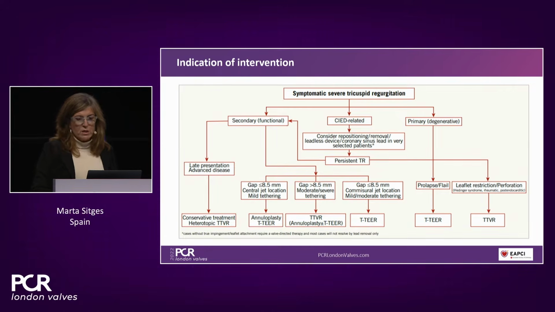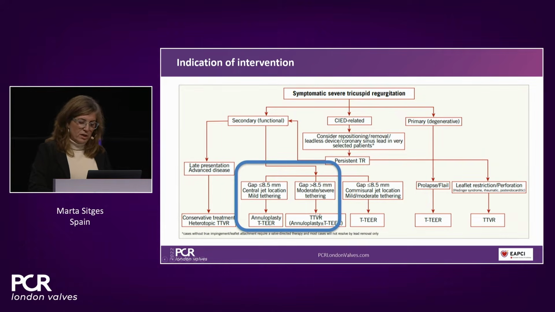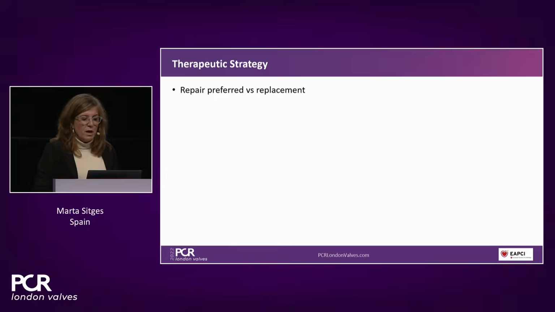So according to this algorithm proposed by the focused tricuspid group of PCR, this lady falls here in between the options of a large gap with mild, moderate tethering of the septal leaflet. So we have all the options here. We have TEER, we have annuloplasty, and we may go also for replacement. Our strategy was to prefer repair versus replacement if we were able to do that.